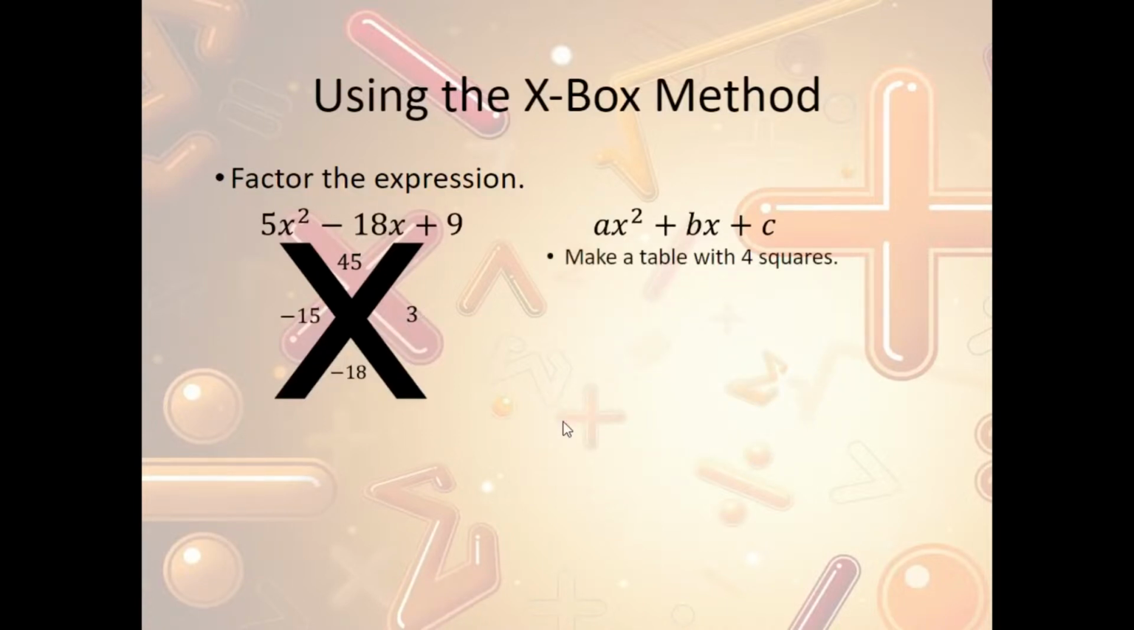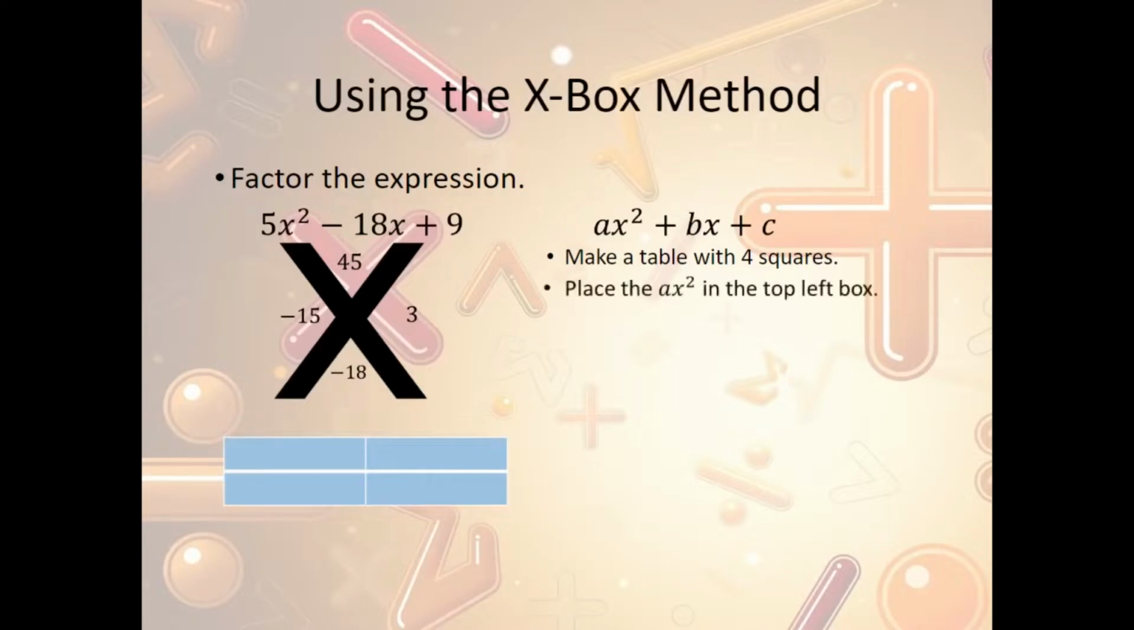Now we're going to do the box part. So we're going to make a table with 4 squares, just like this. And we're going to place ax squared in the top left box. So that's 5x squared, which goes here in the top left. Then in the bottom right, we're going to put c, which is 9. So that goes there.